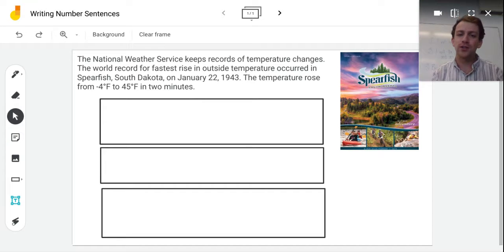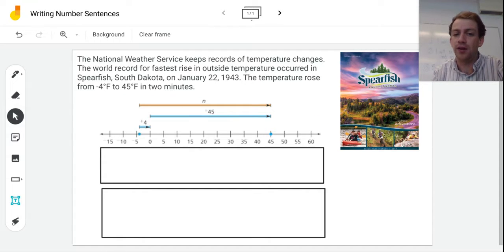All right. In class, we talked about this historical weather event where in South Dakota, the temperature rose from -4 degrees up to positive 45 degrees in just 2 minutes. We showed that change on this number line. I already noticed that there's a dot at -4 degrees where the temperature started. I see that there's an arrow that's labeled N, a number that we don't know, that's showing the change. And the arrow is pointing all the way up to positive 45, where there's another dot because that's where the temperature ended. We talked about how to use that number line to find the total change.